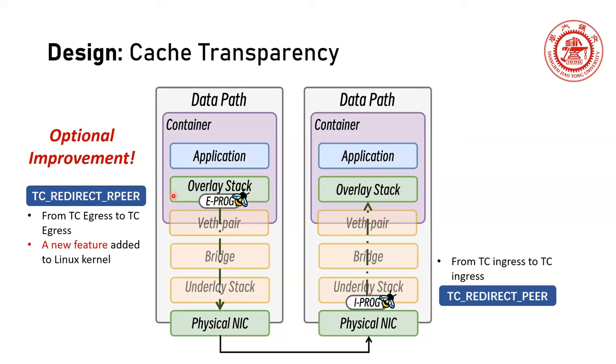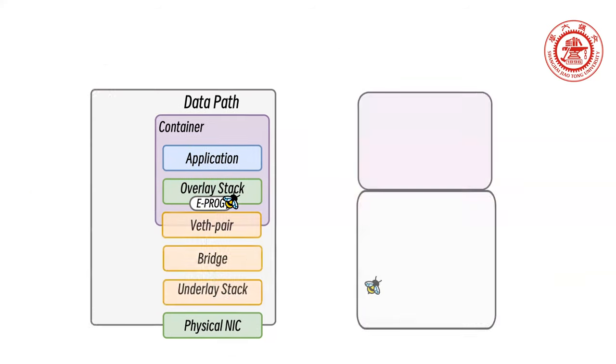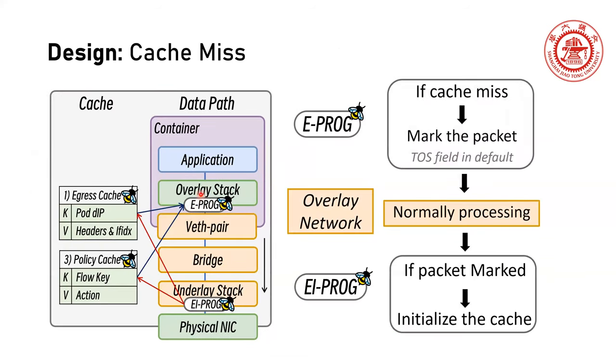And with this helper function, the egress program can handle the packets earlier and thus eliminate the namespace traversing overhead. And in the following discussion, XMask uses this optional improvement by default. Another important design issue is how to handle the cache misses. XMask initializes the caches with the help of the standard overlay network, for example, Antrea.